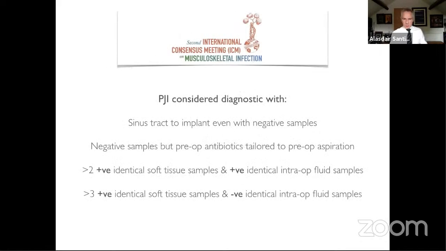So why do we take histology? Well, many of you will know about the International Consensus meeting in Philadelphia a number of years ago, a big meeting deciding what we would consider was diagnostic for infection. I've mentioned before, if a sinus tract is present, that is infected, irrespective of whether the samples are negative. If you've got negative samples, but you've had a preoperative aspiration, and they put on antibiotics that were tailored to that aspiration, well, that could still be diagnostic of infection. And then various numbers of identical soft tissue samples and either positive or negative intra-articular fluid samples.